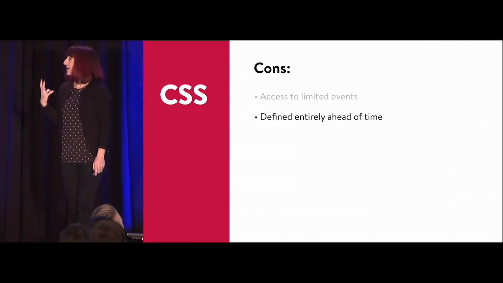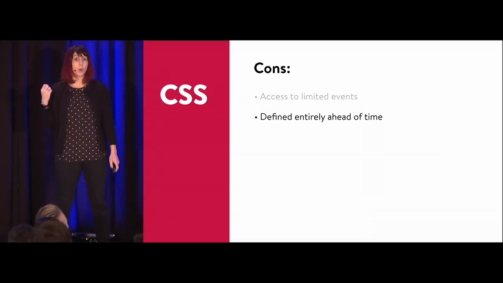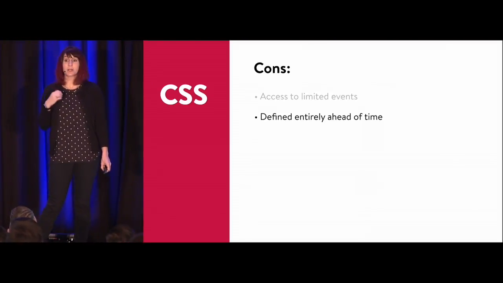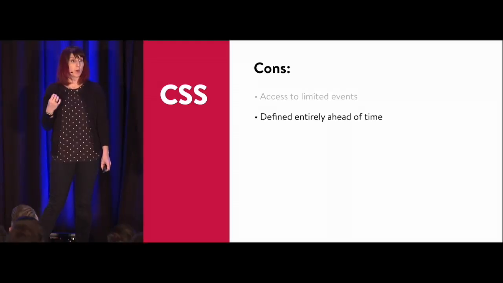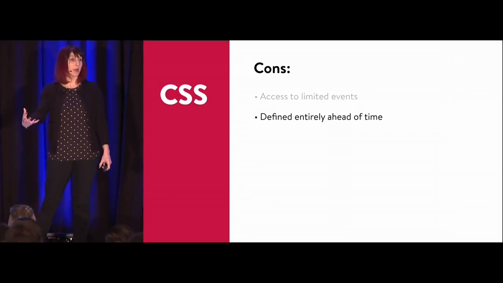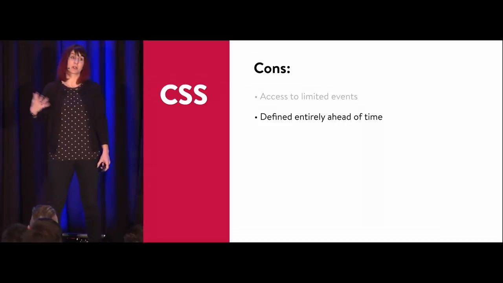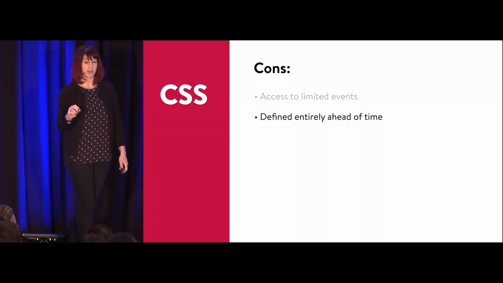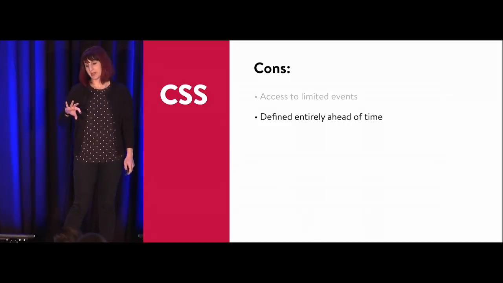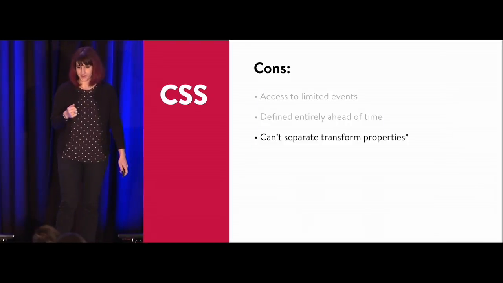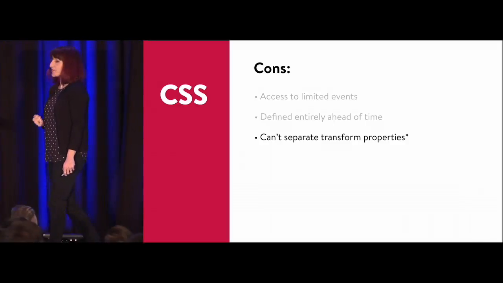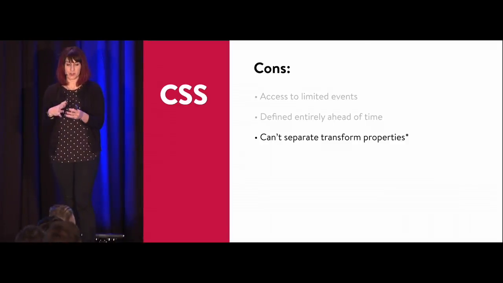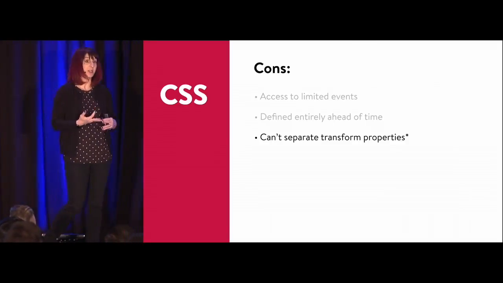You have to define your animations entirely ahead of time, which is part of why it can be so performant, but there are circumstances where you can't. Like, what if you don't know where this animation is going to end up until you've gotten some input at runtime, until someone makes a gesture or click or some other circumstance happens? CSS is not going to be able to handle that quite as well, and may not even be able to handle it. You can't currently separate transform properties. So transform properties are like our scale, our rotation, our translation.